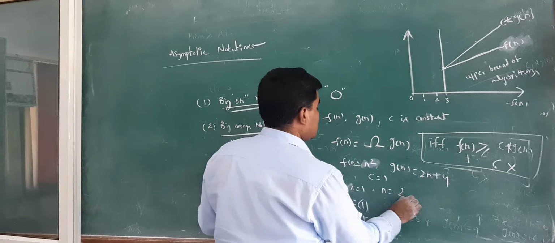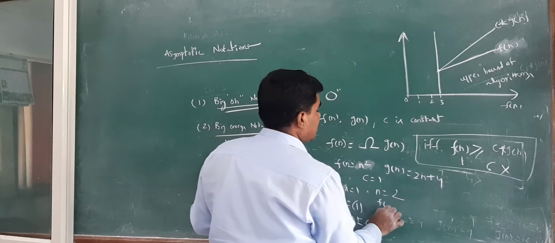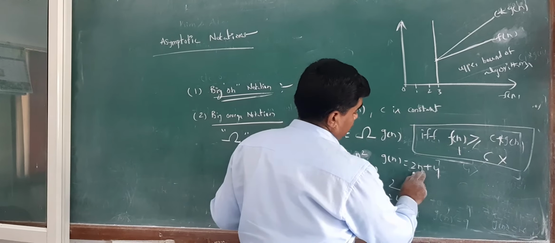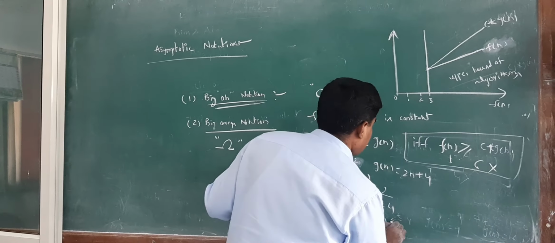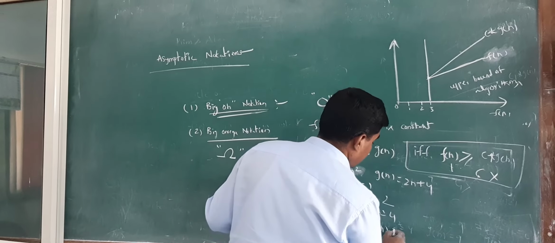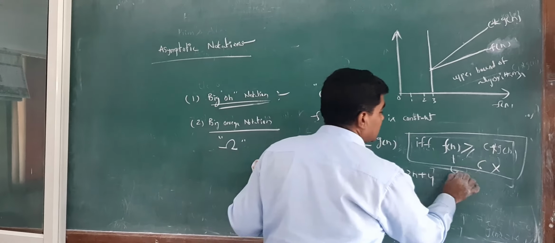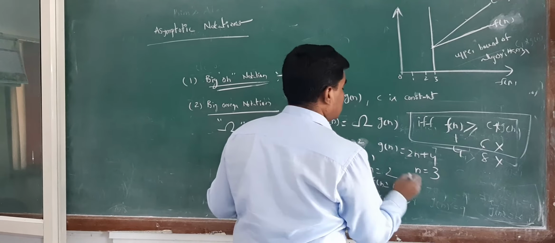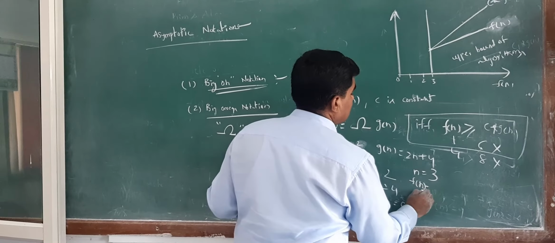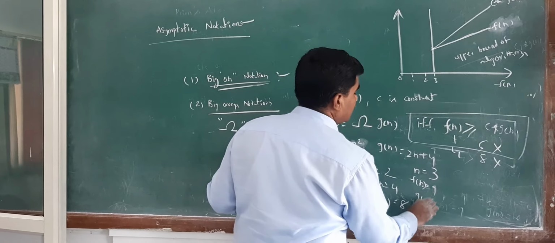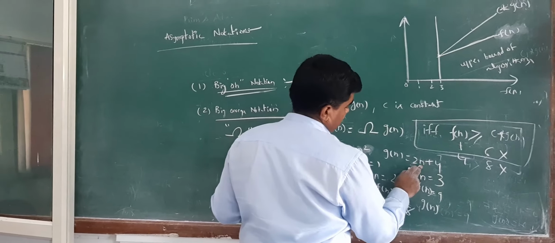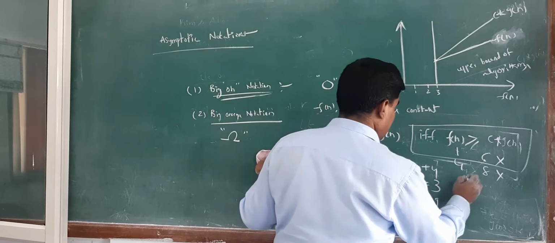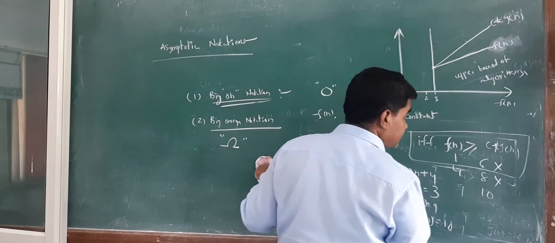N equal to 2 means f of n is 4, g of n is 2 into 2, 4, plus 4, 8. Again the condition fails. Next, n equal to 3. f of n is 9 and g of n is 2 into 3, that is 6, plus 4, 10. Even now, with 9 and 10, the condition fails.